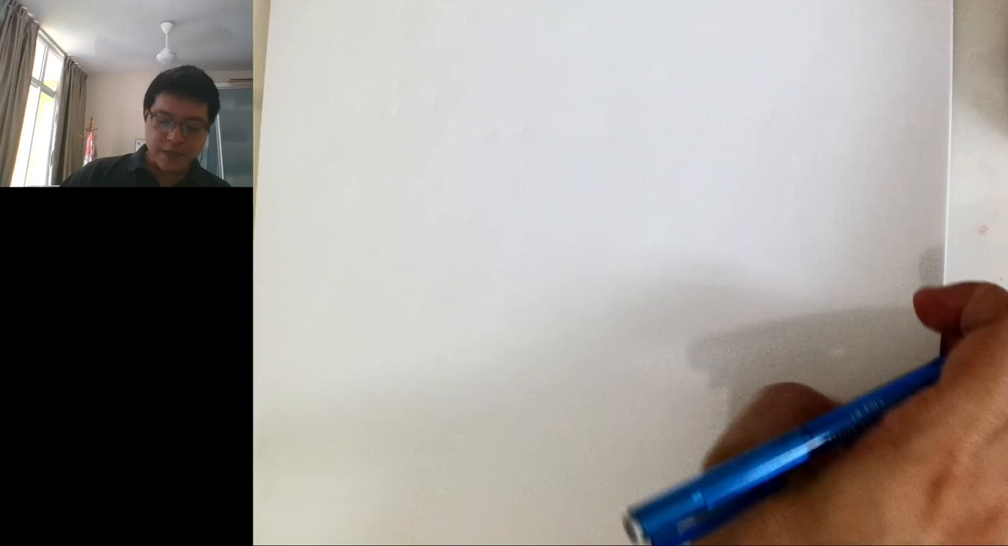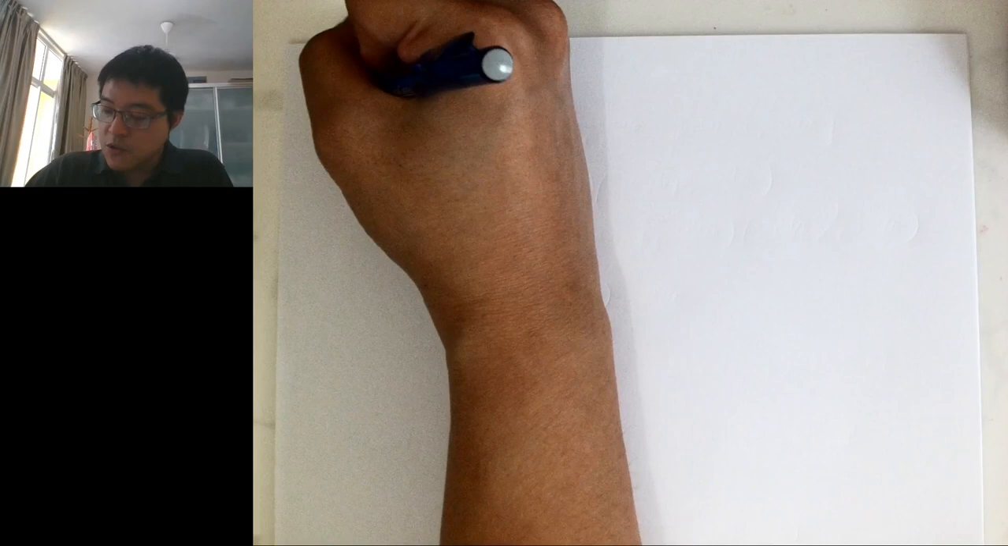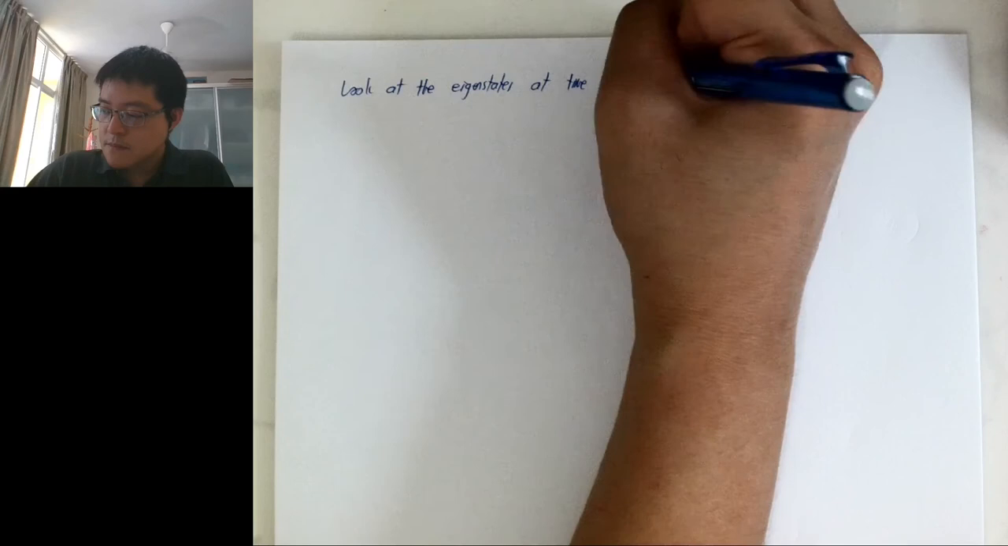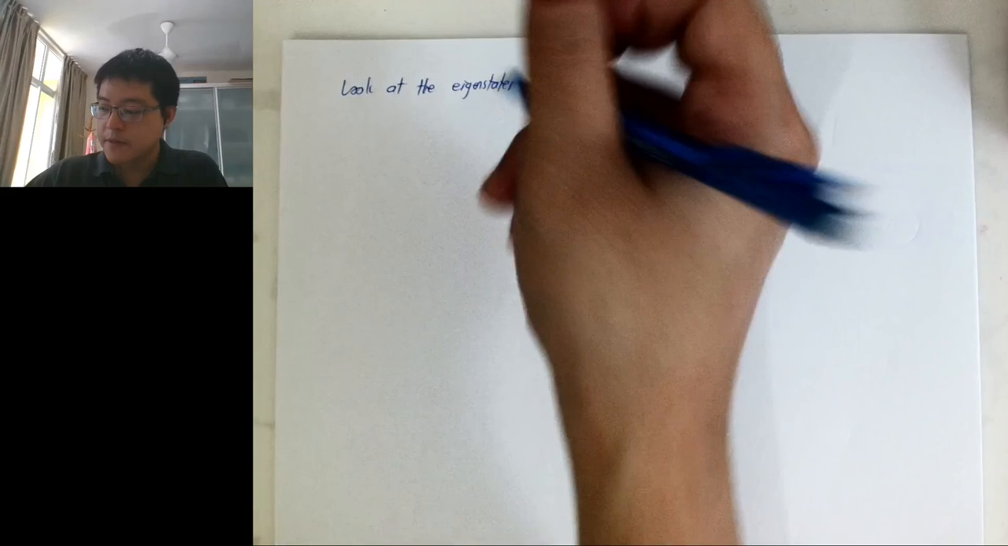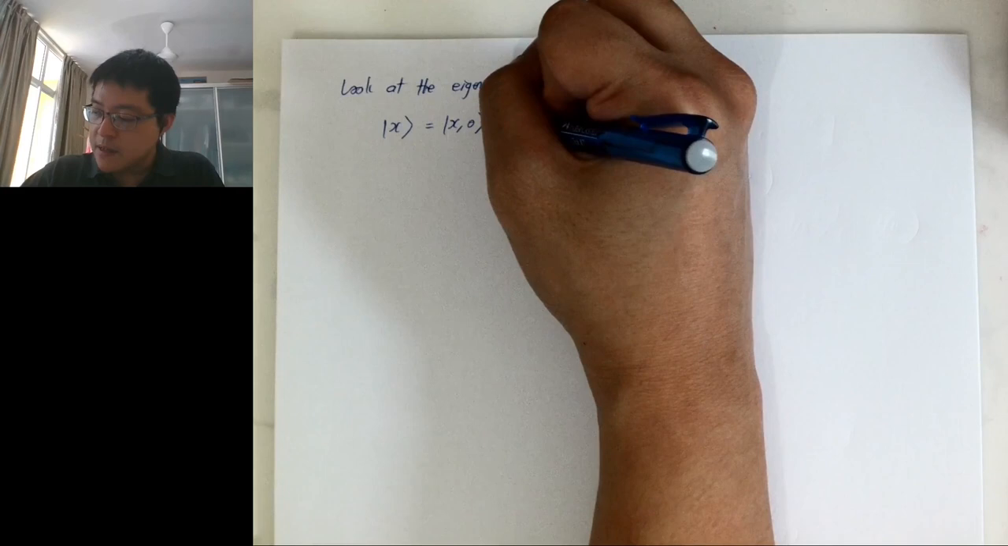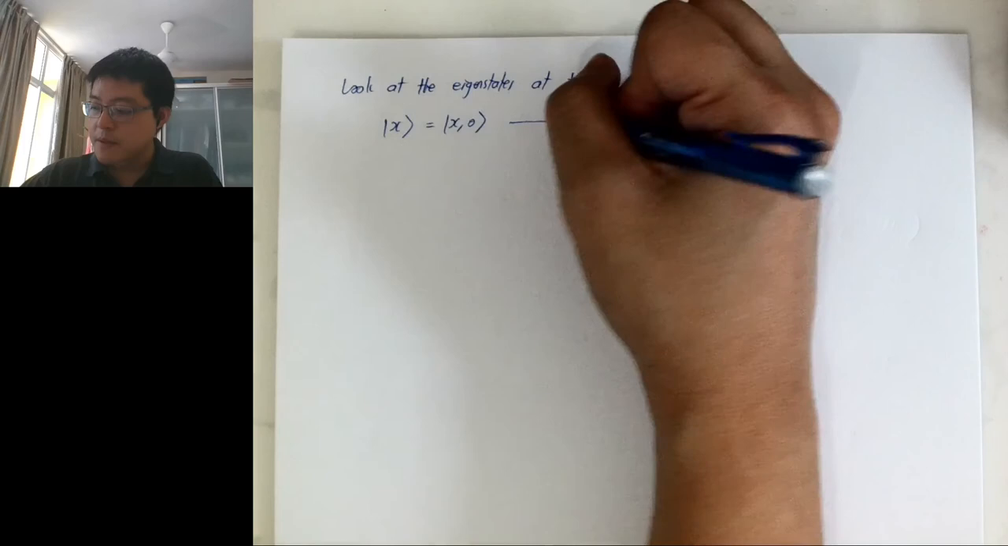Okay, so the key to discover this is to look at the eigenstates at time t. Eigenstates, right? So for example, x at time t: let's say I start at time 0, so the eigenstates of this is this, and then depending on how the time changes, this is the initial time, so now my operator becomes this.